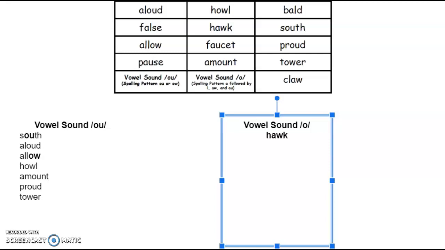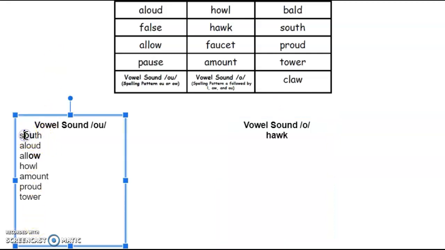Hi, Purple Spellers. This week for spelling, we are talking about the vowel sounds ow, as in south, and ah, as in hawk. So let's talk about this side first.